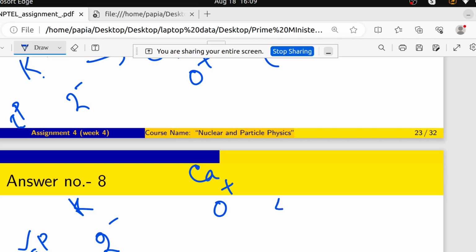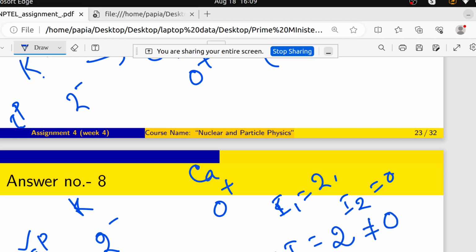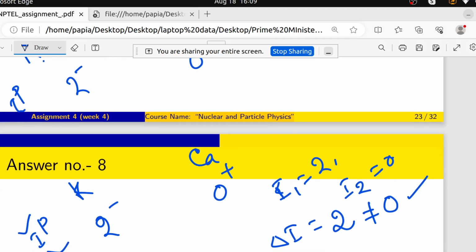So at the very first, I1 was 2 and I2 is 0. That means what is the delta I value? Delta I value is 2, which is not equal to 0. That means this condition will not be fulfilled, because delta I should be 0 for the Fermi rule of beta decay in the allowed transition. So that condition has already gone.